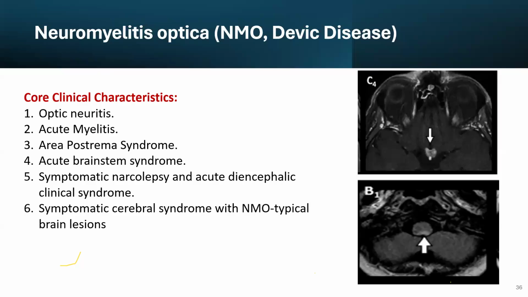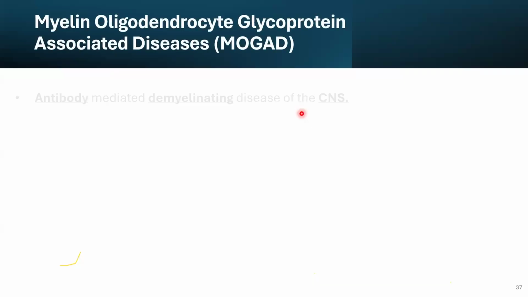Okay, they can come with acute brainstem syndrome, symptomatic narcolepsy, symptomatic cerebral syndrome, and the NMO also has some sort of characteristic MRI finding. Now let's move to the MOG-associated disease.